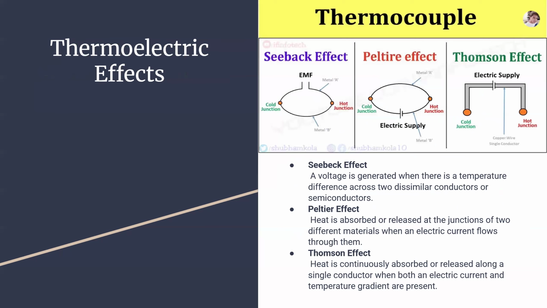The three principal effects we're using here are the Seebeck effect, the Peltier effect, and the Thomson effect. The Seebeck effect is when a voltage is generated when there's a temperature difference across two dissimilar conductors. The Peltier effect is when heat is absorbed or released at the junction of two different materials. And the Thomson effect is when heat is continuously absorbed or released along a single conductor. These three effects are used to generate a voltage for our project.